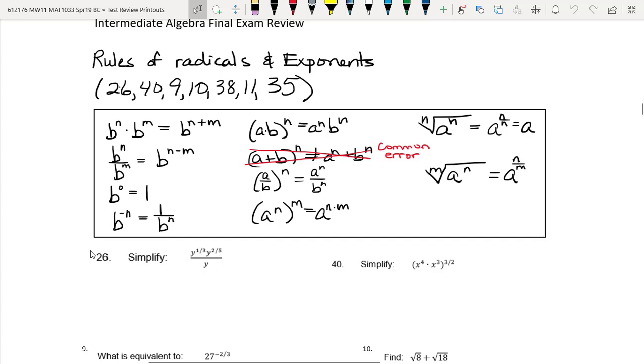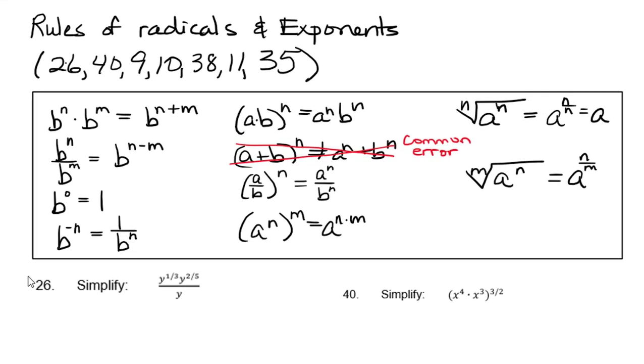This is part 3 of a video series on reviewing for our intermediate algebra final. We're going to look at rules of radicals and exponents, items number 26, 40, 9, 10, 38, 11, and 35 on your final exam review. We're going to start with the rules of exponents.